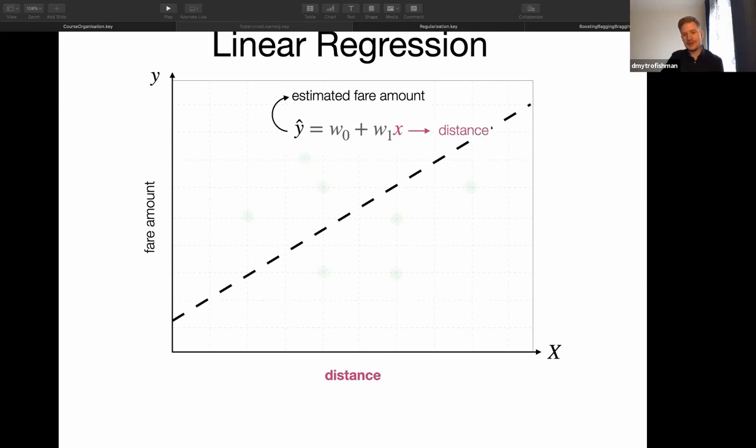Absolutely. So distances. What is w0, Igor? It's the initial amount just to get a seat in the car, just to open the door and sit in the car. This is called the intercept. Why intercept? This is the base rate. This is how much you pay to get in the car.